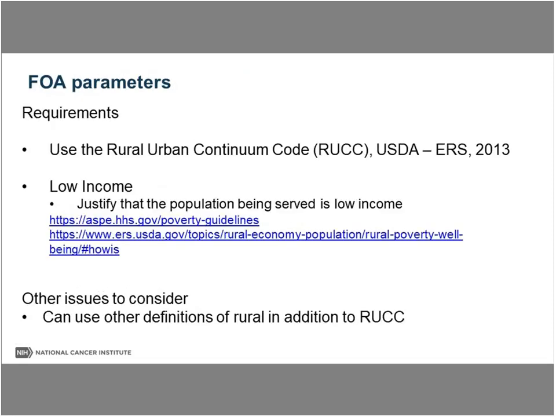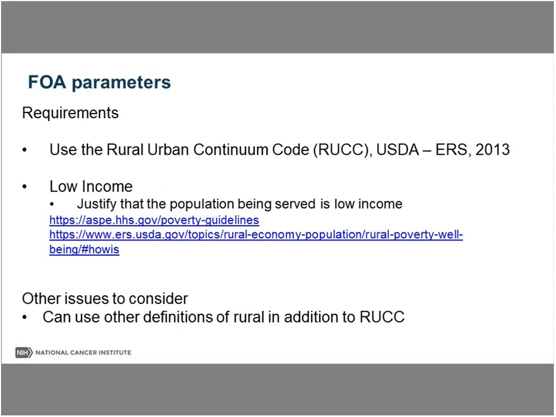So I want to give you a couple of things that we are requiring people to do within this FOA. You are required to use the Rural Urban Continuum Code, RUCC, and go for the 4 to 9 code. 4 begins with the rural, and 9 is the most rural areas that you would have. You also have to pick a population that has a low income and justify that population being served is low income. It's not an either-or choice. You have to do both.